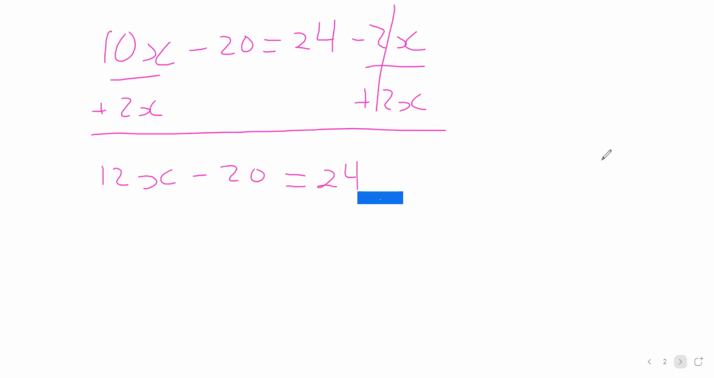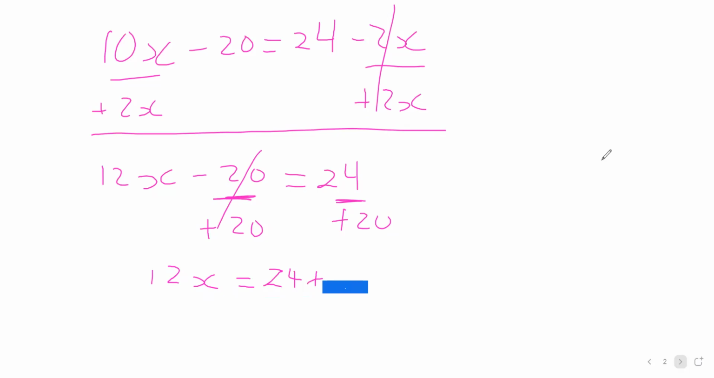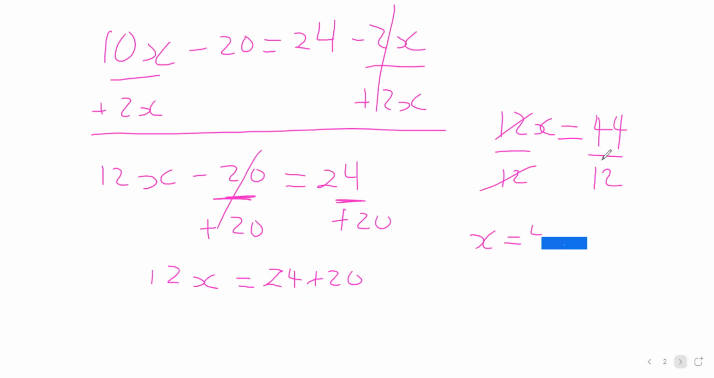Now, I've got the number 20 here, and then I've got 24, so I'm going to bring them together, and I add 20, add 20. This goes to 0. I have 12x equals 24 plus 20. So 12x equals 44. I divide by 12, I divide by 12. So x equals 44 over 12.